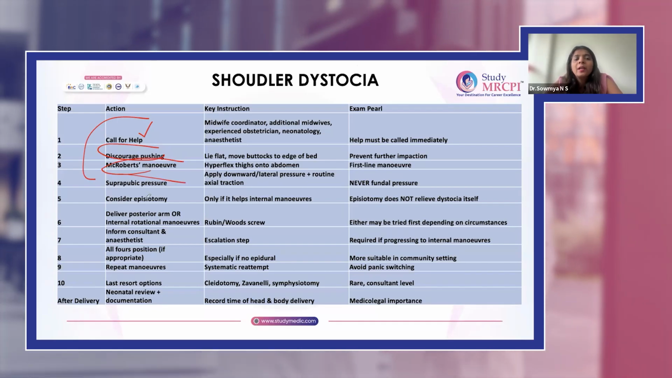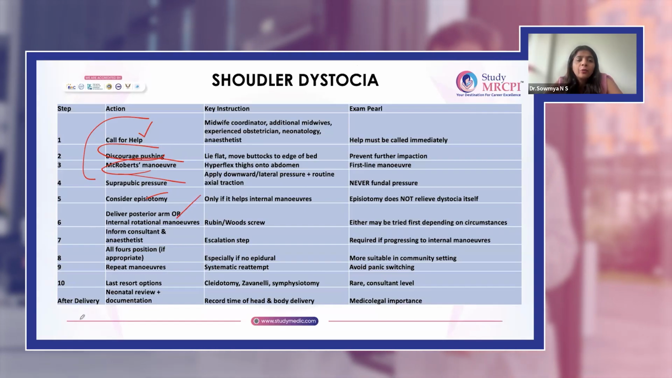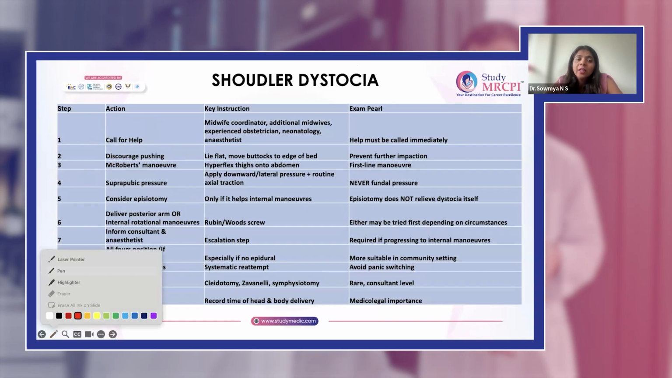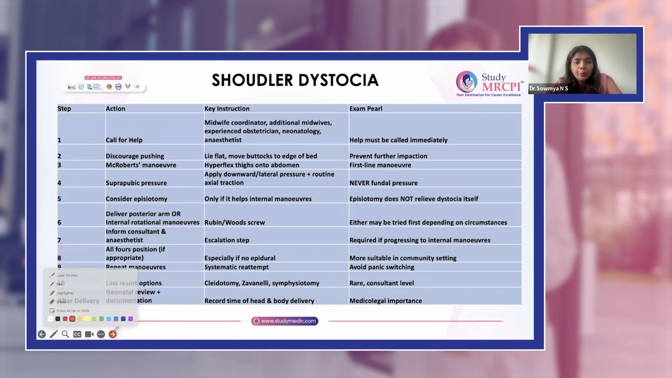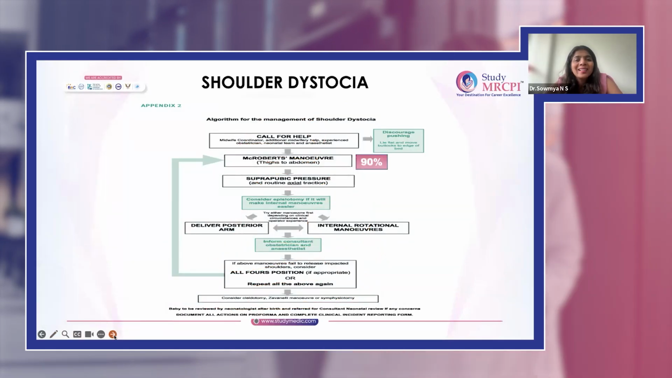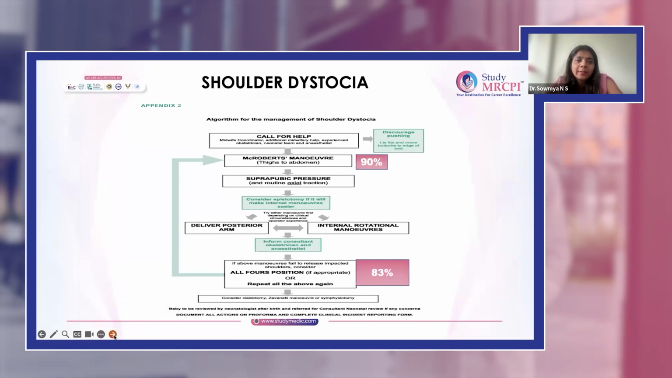McRoberts, suprapubic pressure, episiotomy you would do, delivering the arms you would do, then you will go for all fours, you can do, and you can repeat. Remember, no fundal pressure and no pushing. Okay, fine, fantastic. And of course, the success rate for McRoberts is 90% and all fours they say 83%.